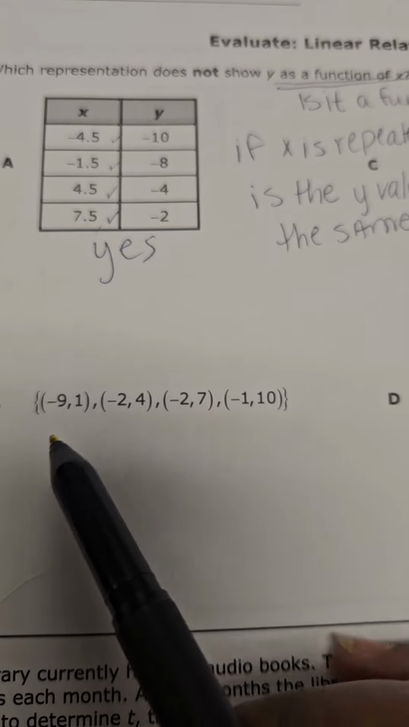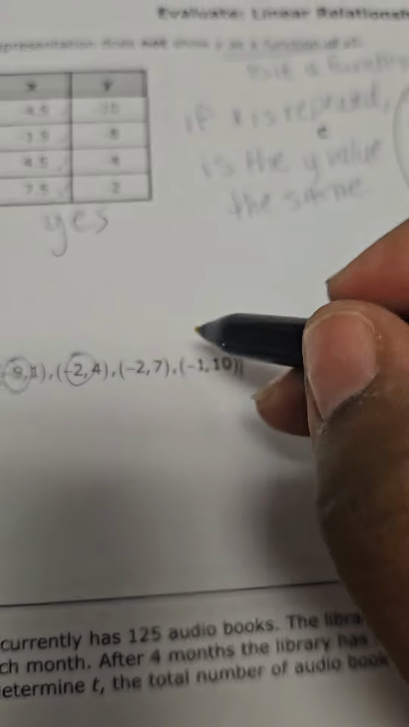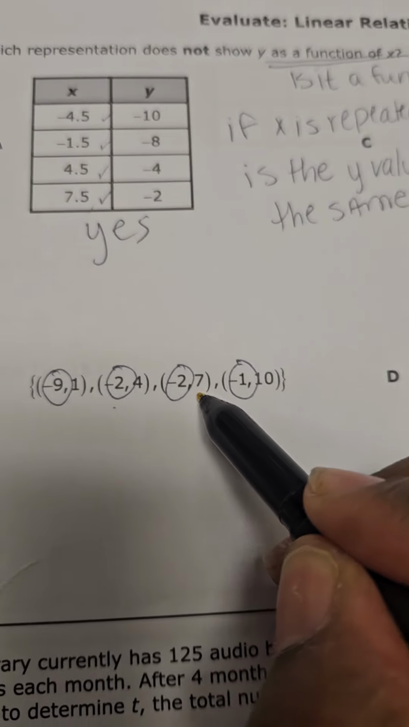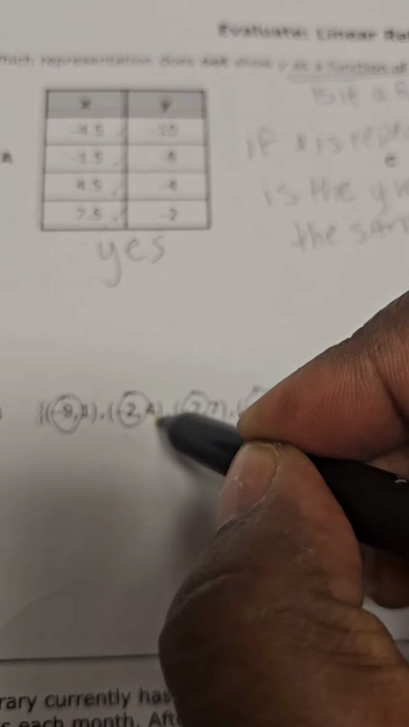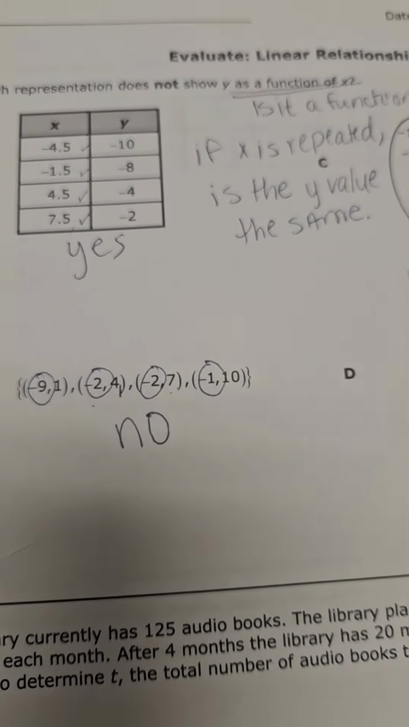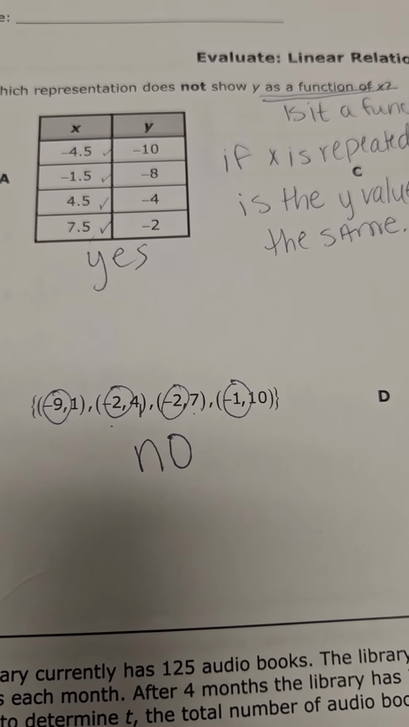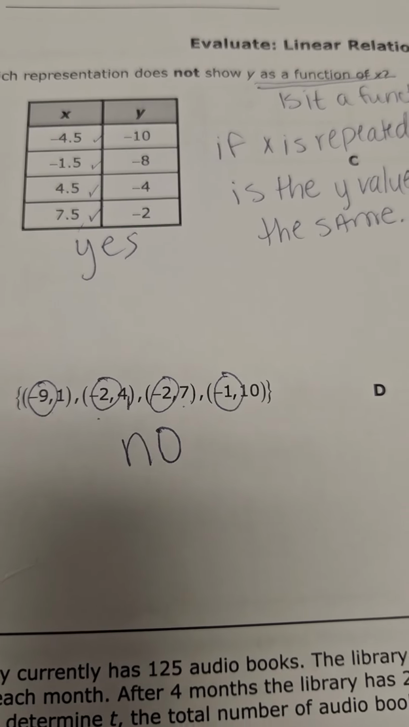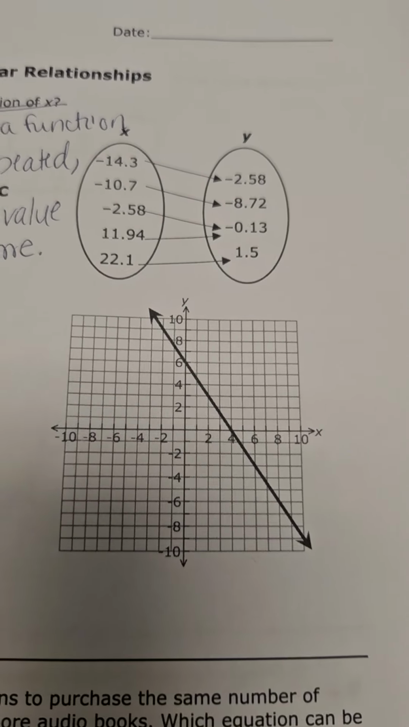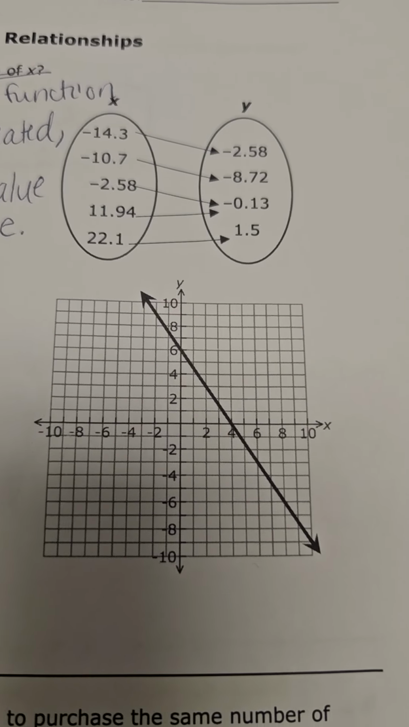I would go through, if it's an ordered pair, and I'm going to circle my x values. And then if any of them are repeated, such as -2, -2, then my y should be the same. However, this is a 4 and this is a 7, so no, this is not a function. This method does not require you to add, subtract, multiply, or divide. You're simply looking at the diagram or the representation to determine if it is a function.